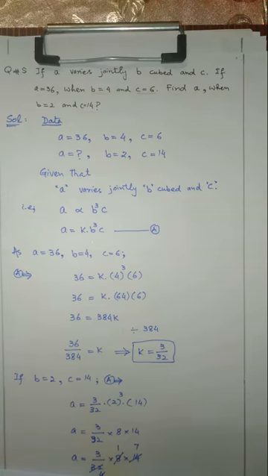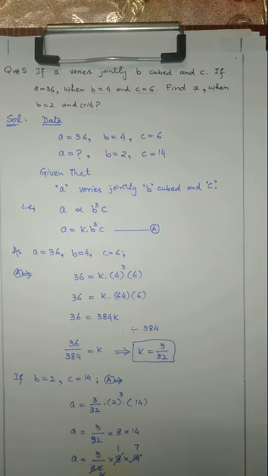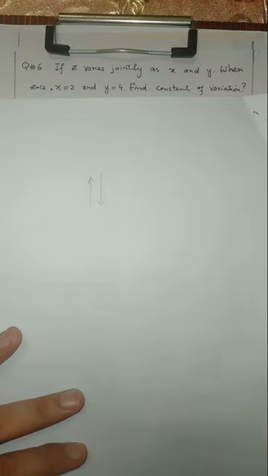So a is equal to, after simplification, 8 1s are 8, 8 4s are 32, 2 2s are 4, 2 7s are 14. 3 into 7 divided by 2. 3 7s are 21 divided by 2. So a is equal to 21 by 2. This is your answer. Now question number 6.